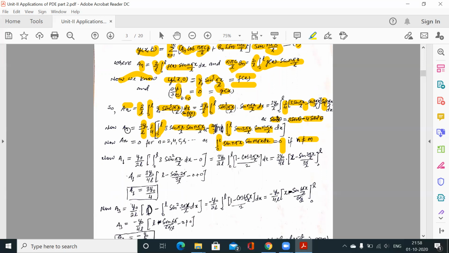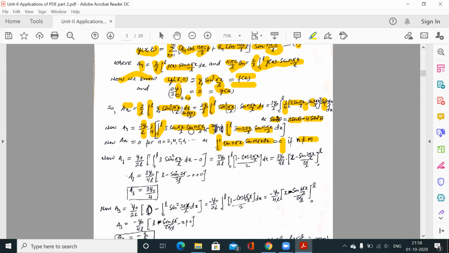When we calculate a2, it is sine n pi x by l into sine 2 pi x by l. In this case, we have different angles. What this is saying is that if the coefficients are different, this is n pi x, this is m pi x, if n is not equal to m, the integration is 0. So only for n equal to 1, we get sine pi x by l into sine pi x by l.